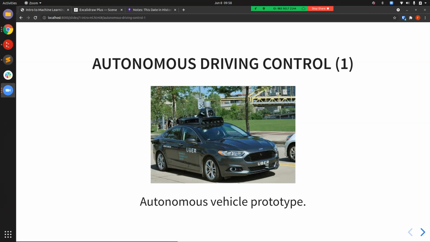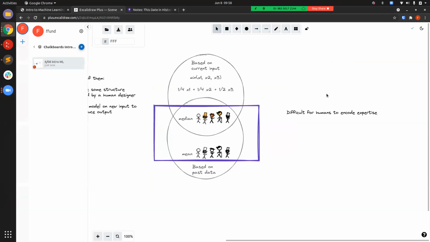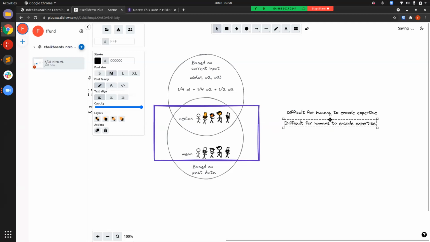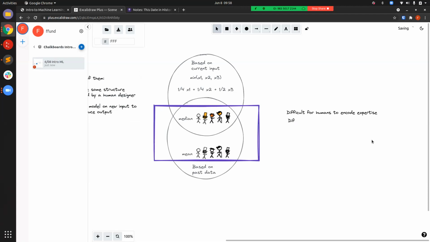All right, most of you said this is a good candidate for machine learning approach. I would say this is another example where it's difficult for humans to encode their expertise into a rule-based system. So it's very complicated to figure out how to program a car with all the rules that humans use in a rule-based system without using data.